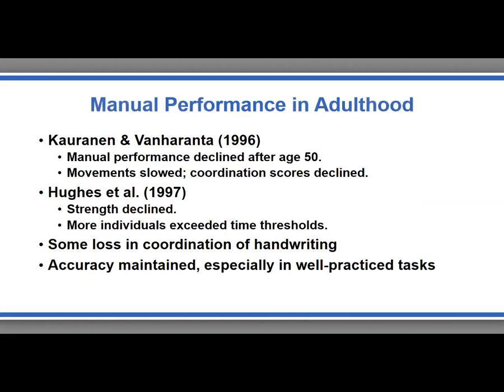Manual performance in adulthood. Manual performance declines after age 50. Movements are slowed, coordination scores decline. This is Carnahan, Vandervoort, Hughes, '97: strength declines, more individuals exceeded time thresholds, some loss in coordination of handwriting, accuracy maintained, especially in well-practiced tasks.